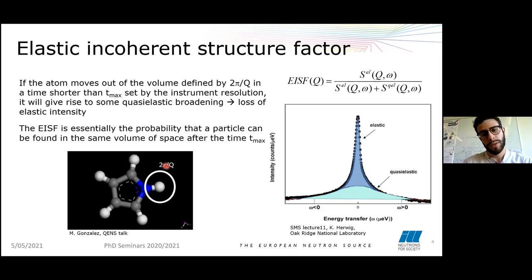While for large Q, the volume is smaller, and the factor reaches an asymptotic value that can be 0, which means a free diffusion motion, or a nonzero asymptotic value. That means that the motion is restricted.